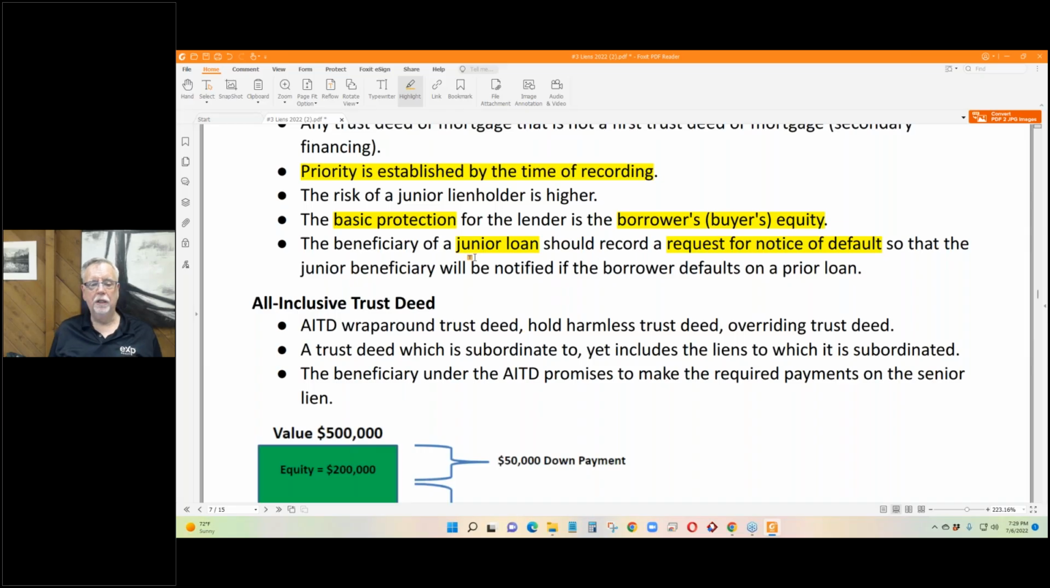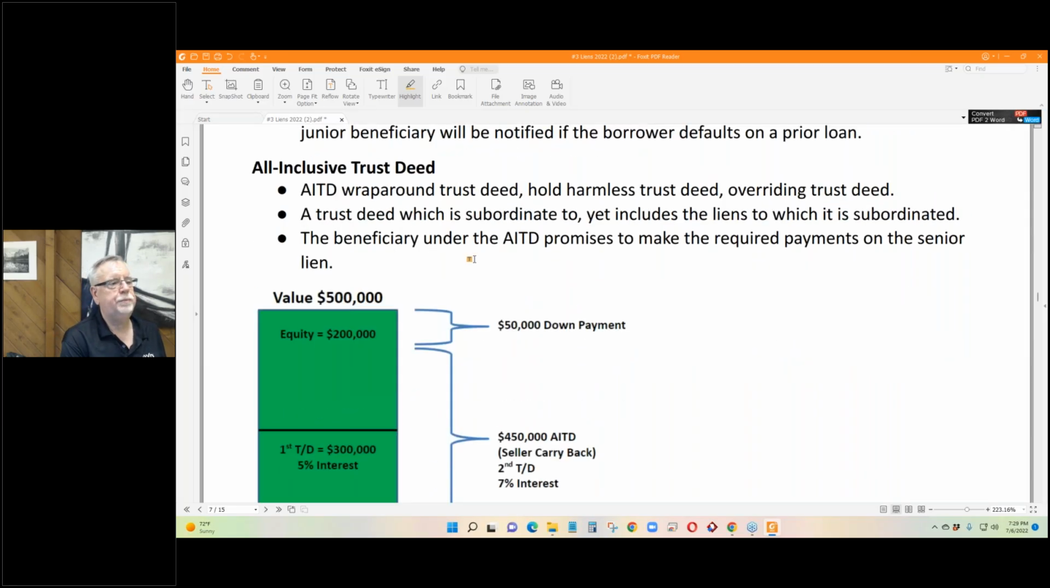All right, all-inclusive trust deeds. All-inclusive trust deeds, also known as a wraparound, hold harmless, overriding. This is a great line. It's a trust deed which is subordinate to, yet includes the liens to which it is subordinated. Yeah, think about that for a moment. Subordinate to, but includes the liens to which it is subordinated.